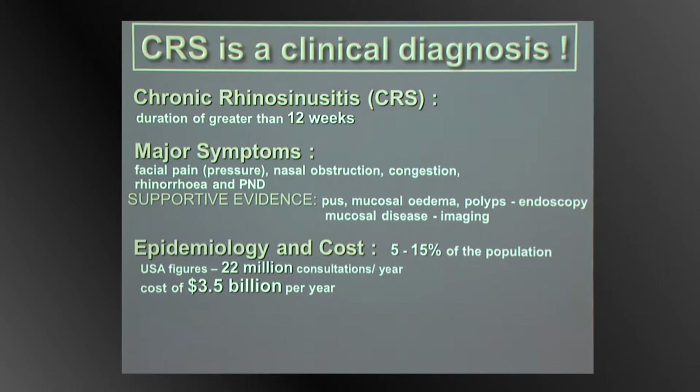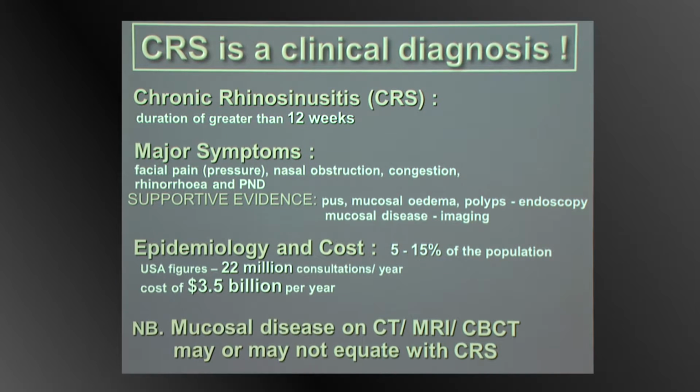If the clinician looks in and sees pus in the nose, mucosal edema, polyps, or if we see mucosal disease on imaging, they're supportive evidence of CRS. But we don't make that diagnosis. We can't say it's chronic rhinosinusitis based on the CT. We can suggest it, but you can't definitively make the diagnosis.